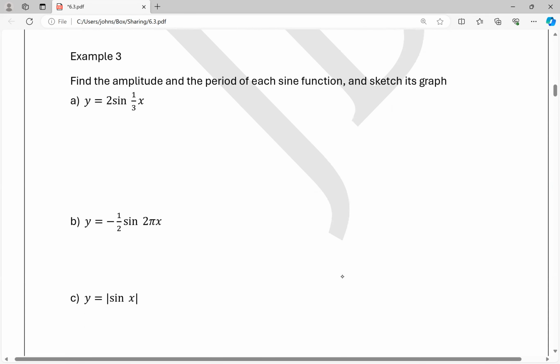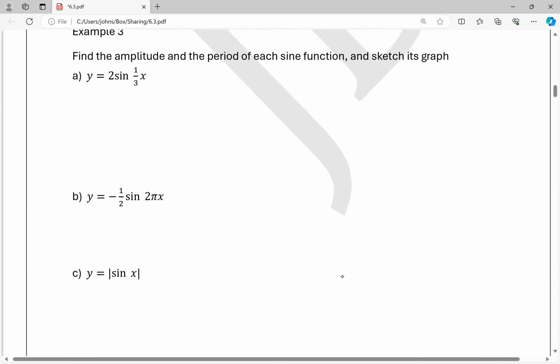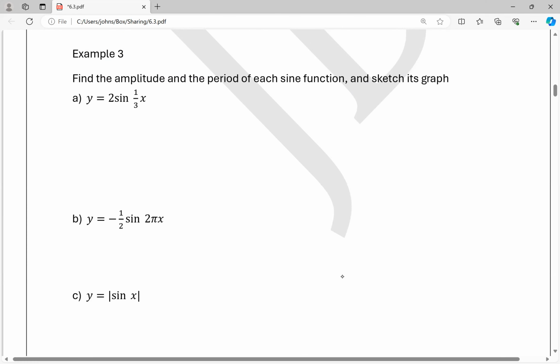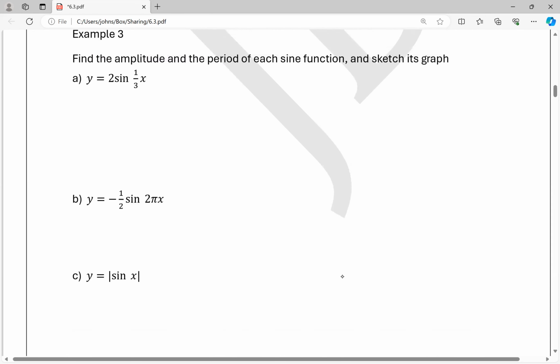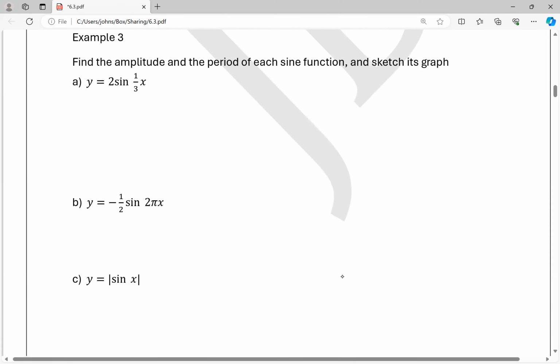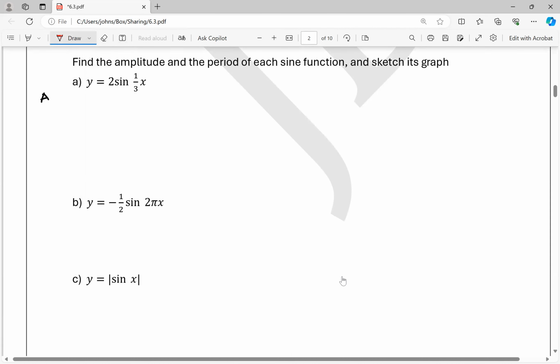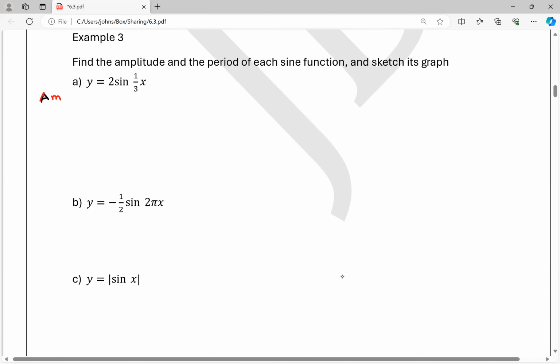Let's take example 3. Okay, how to graph this one. So the first thing for this is, what's the amplitude? It is nothing but just the absolute value of 2, which is equal to 2.